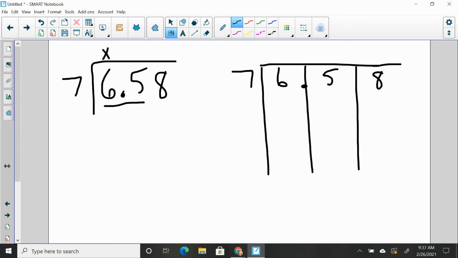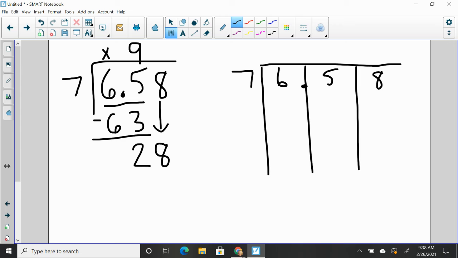9. Okay, so I'm going to put a 9 up here above the 5. And 9 times 7 is 63. And 65 minus 63 is 2. And I can bring down that 8. And I'm going to repeat the process. So my new number is 28. How many groups of 7 can I make with 28?